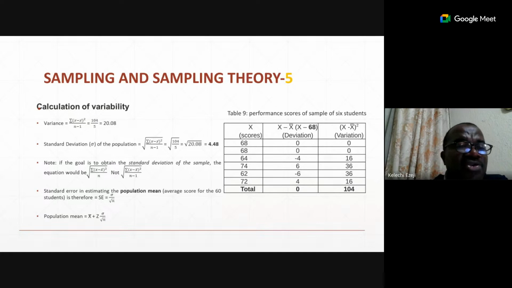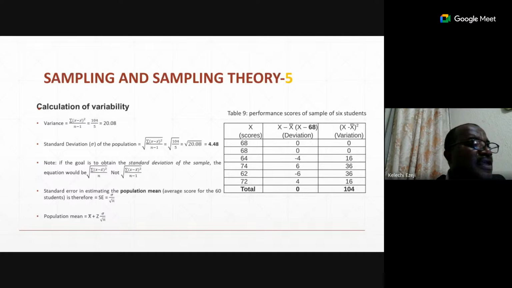The total variation. So variance is summation, if you go back to our calculation on the left, summation of variation over n minus 1. 104 is the total of the variation. We've seen that in the table. N minus 1: the number of the sample is 6, minus 1, that is 5. So 104 over 5 is 20.8. Okay. So that is how we get the variance.